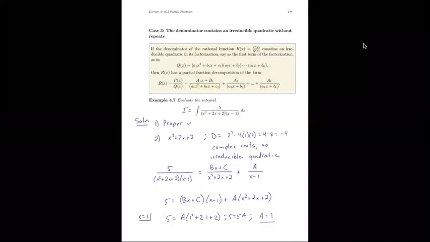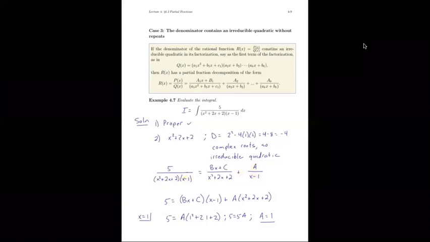Okay, so let's pull our rational function out of the integral. We've written it down here, and now write down our decomposition. This is an irreducible quadratic, so we write bx plus c over that irreducible quadratic. Now we have a linear factor, and we'll just add a over x minus 1 for that linear factor.